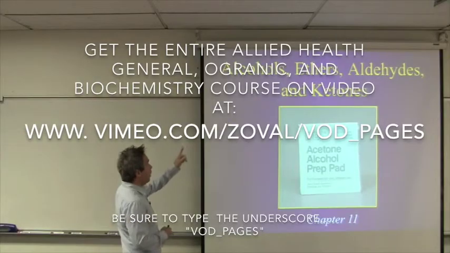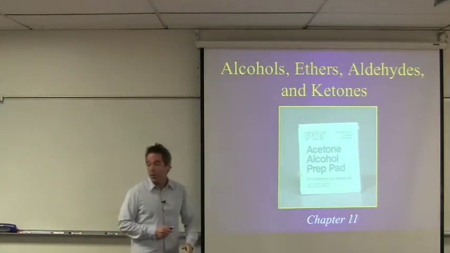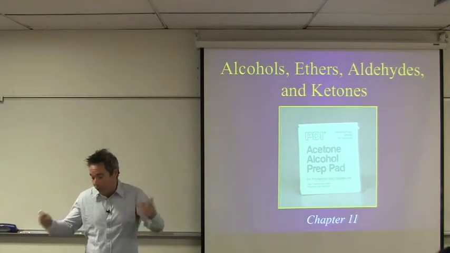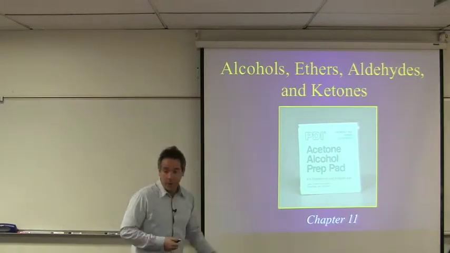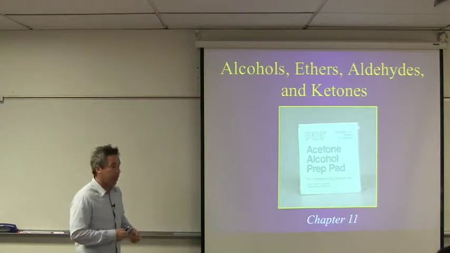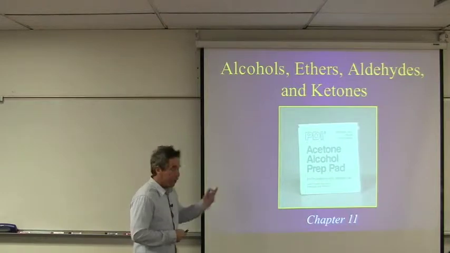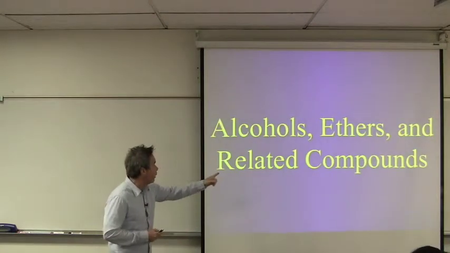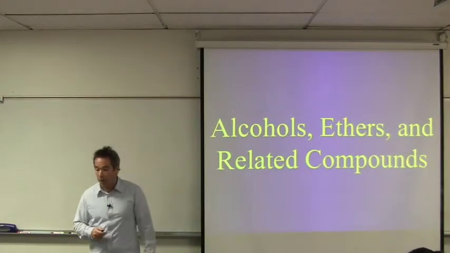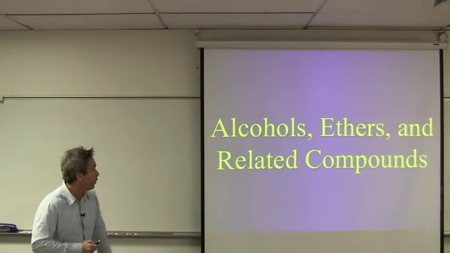The next chapter introduces us to some more organic compounds. And we do the same thing we did with our other organic compounds. We say, what are their structures? How do we name them? What are their properties and how do they react? We're going to start off with alcohols, ethers, and related compounds. I'll talk about what I mean by related compounds.